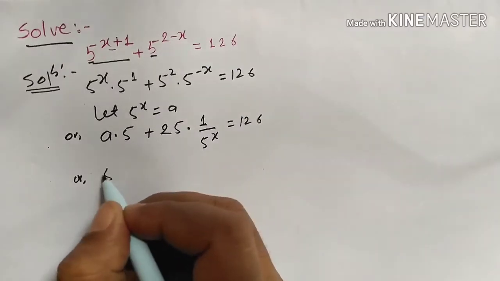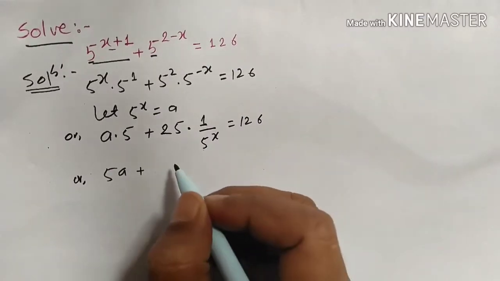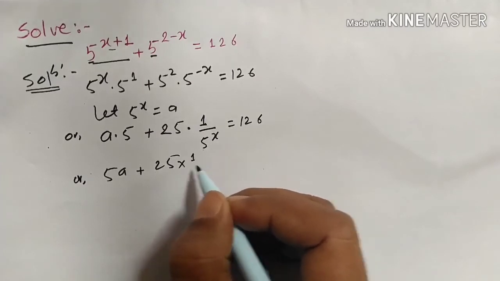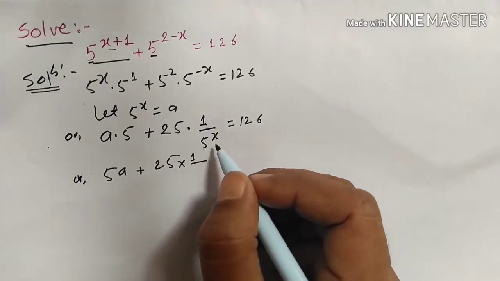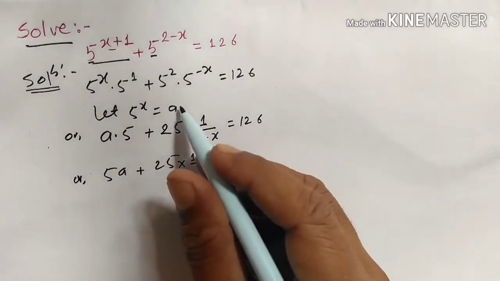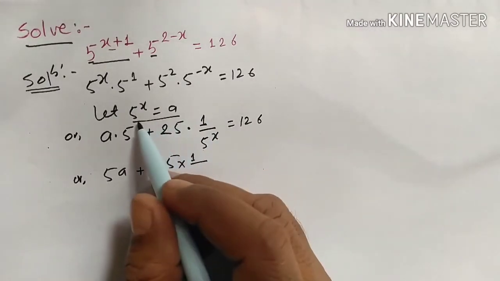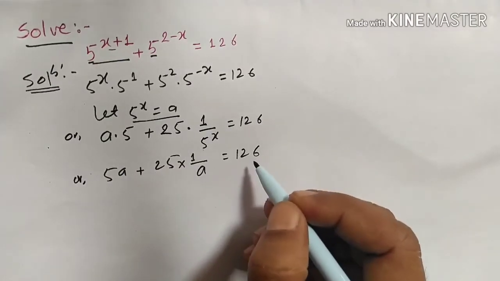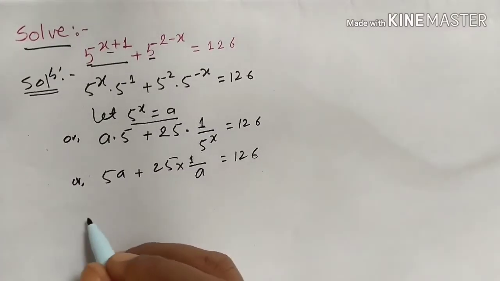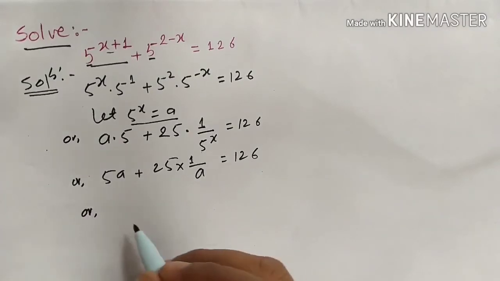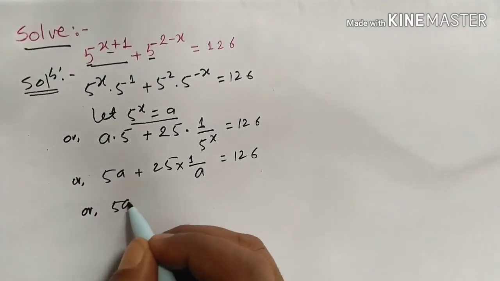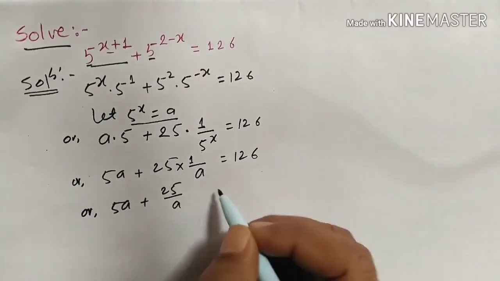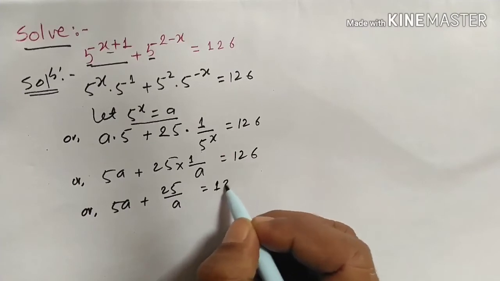or this can be written as 5a plus 25 over, times 1 over, in place of 5 to the power x you can write a, because 5 to the power x is equal to a we have already considered. So 126, or now you can see 5a plus 25 ones are 25 over a is equal to 126.